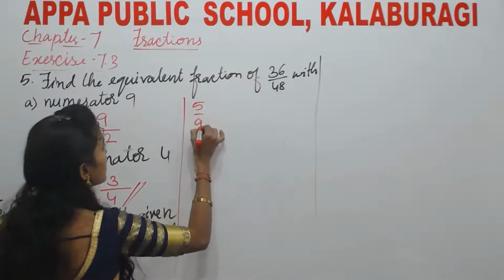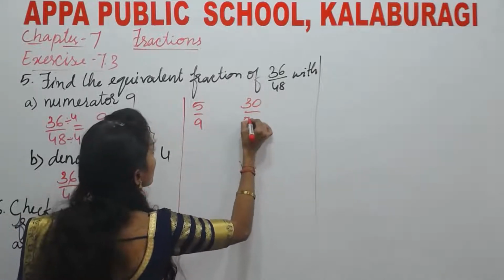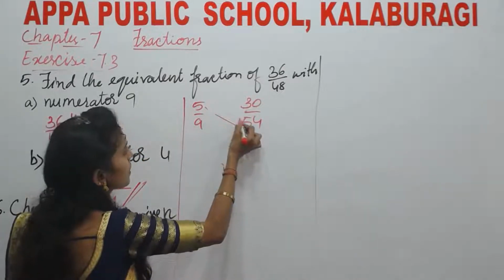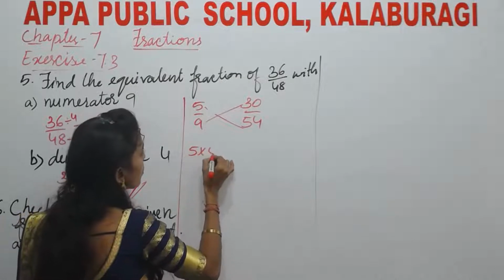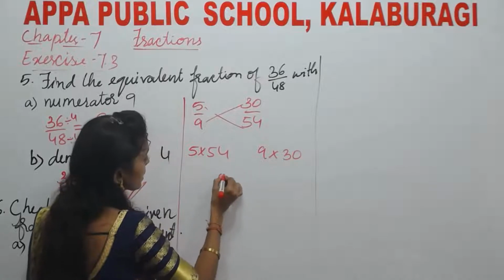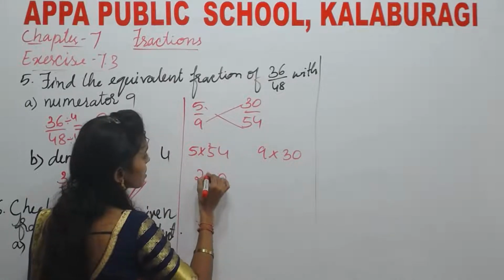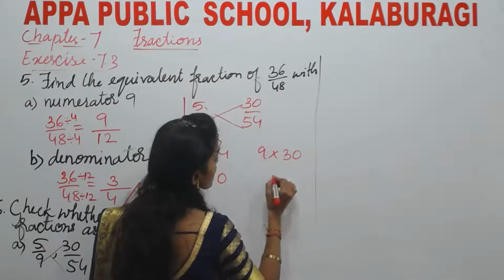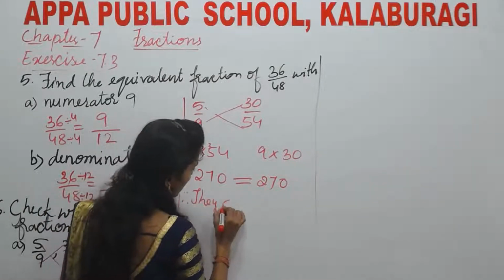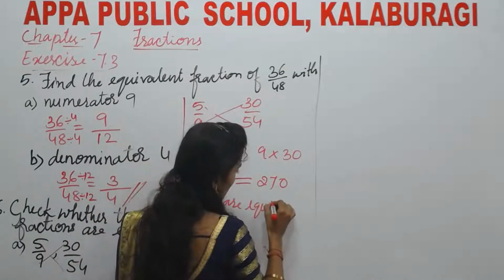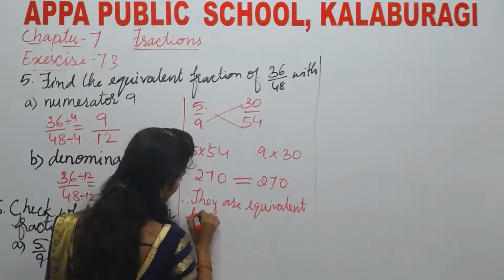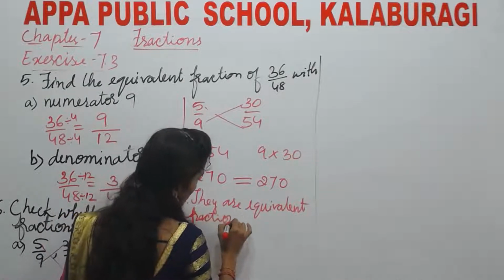See here, 5 by 9, 30 by 54. Instead of simplifying, I'll do cross multiplication. 5 into 54, 9 into 30. 5 fours are 20, 2 carry, 5 fives are 25, 27. 9 zeros are 0, 9 threes are 27. So both are equal. Therefore, they are equivalent fractions.